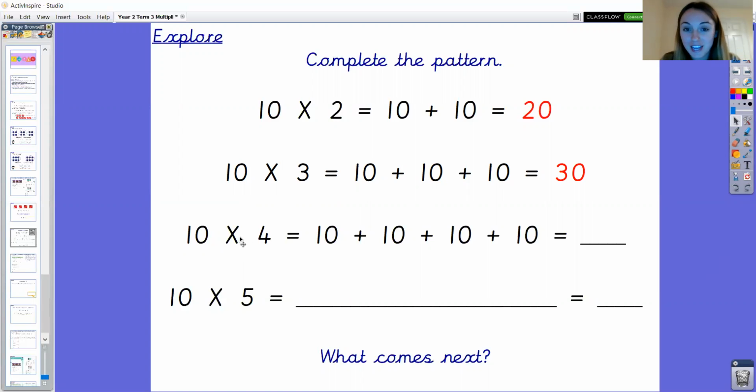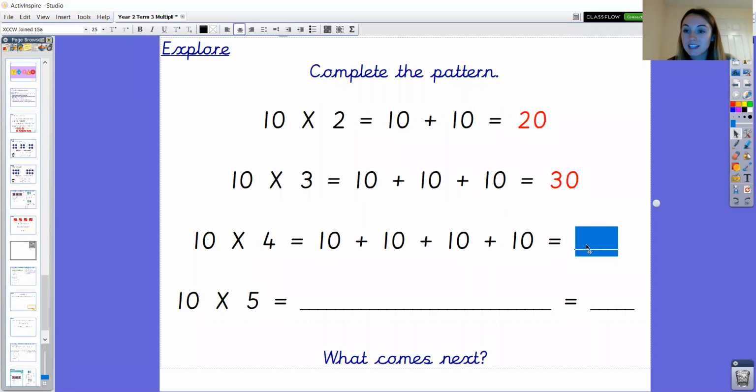Multiplication and addition in the pattern. So 10 lots of 4 is the same as 4 lots of 10. What is the total, Year 2? Well done, the total is 40. And it's equal to 10, add 10, add 10, add 10. So we have 4 10s here, which is represented as 40. Fantastic.